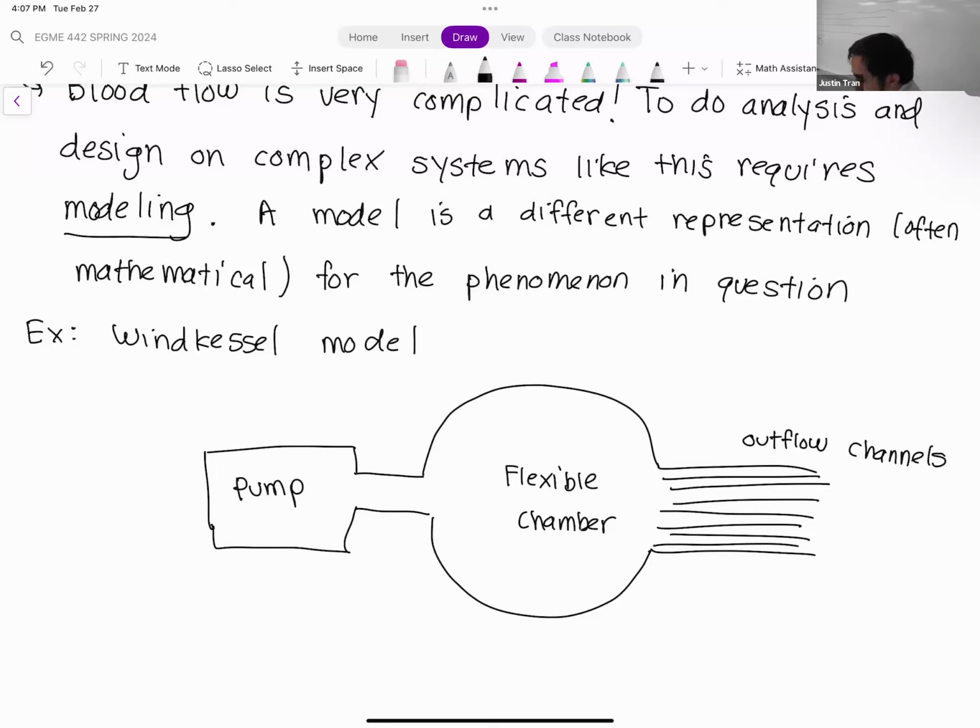And so when the Windkessel model was first developed in the late 1800s, it was developed by scientists to try to better understand the physiology and the fluid mechanics inside the cardiovascular system.